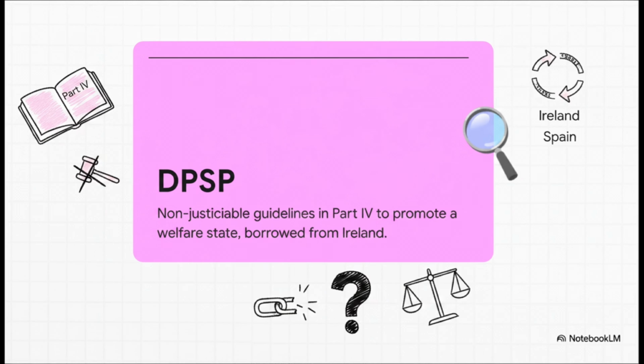But the absolute key word to remember here is non-justiciable. That simply means if the government fails to implement these principles, you can't just take them to court and legally force them to do it. They're guidelines, not strictly enforceable laws.